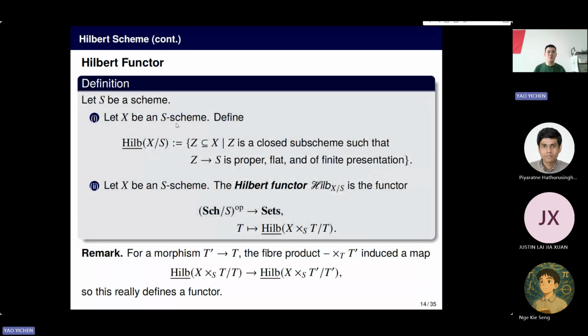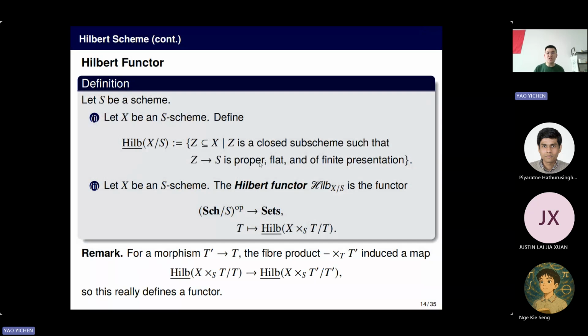And then let's define what a Hilbert functor is. First, for an S-scheme, which means that X is a scheme and there is a morphism from X to S. Then we define a set Hilb(X/S) as the closed subschemes of X such that this map is proper, flat, and of finite presentation.